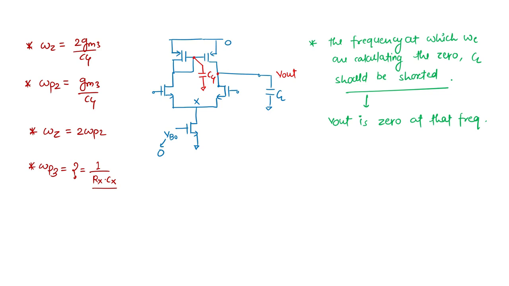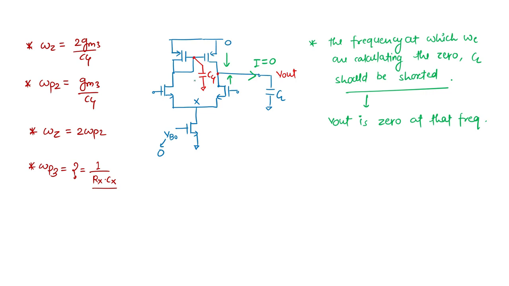So what we are seeing here, apart from this Vout being 0, we are also making I to be 0, because it is the sum of two currents. So that we are making it 0 and we are getting the value of 0.